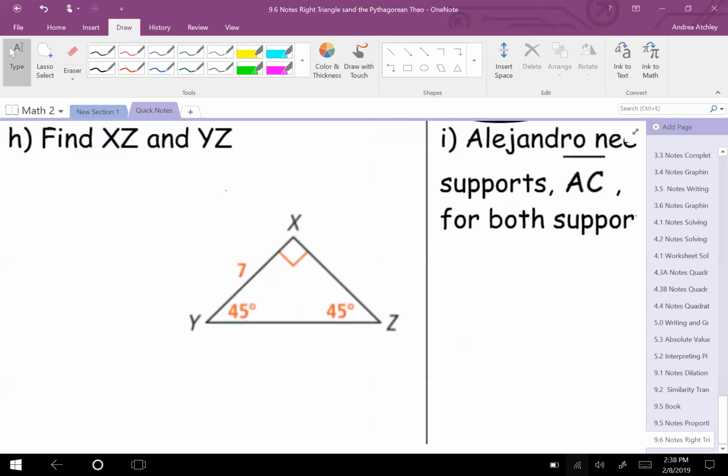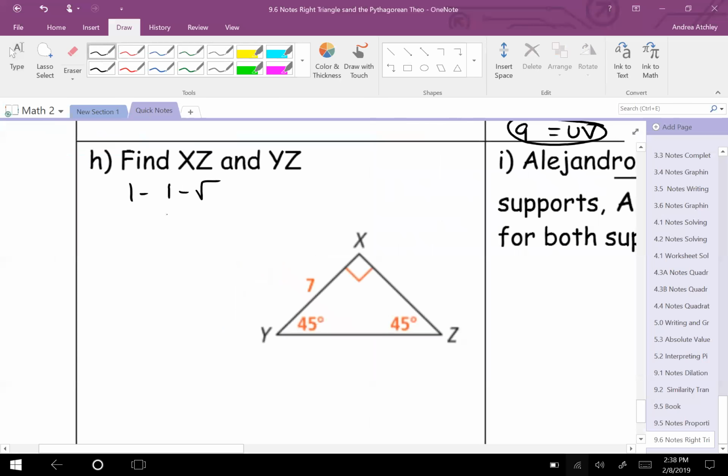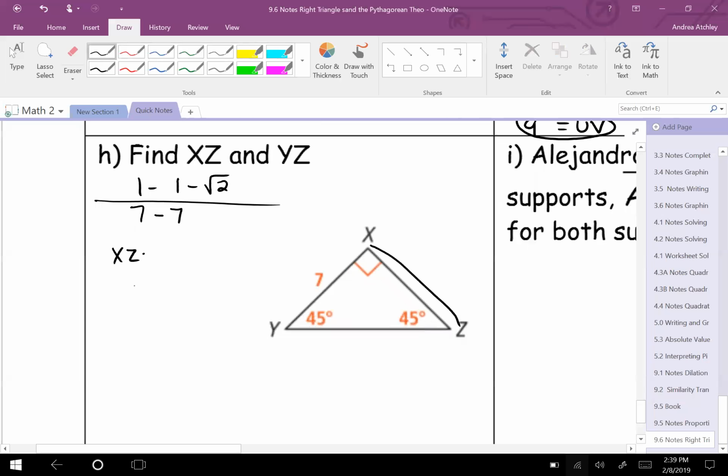Again, my ratios are 1, 1, radical 2. My side length is 7. That means my other side length is 7, because they're both the same. 1 and 1 is the same, right? So this is my side length, XZ, which equals 7. Then YZ is just my side length of 7 times the square root of 2. So YZ equals 7 square root 2.